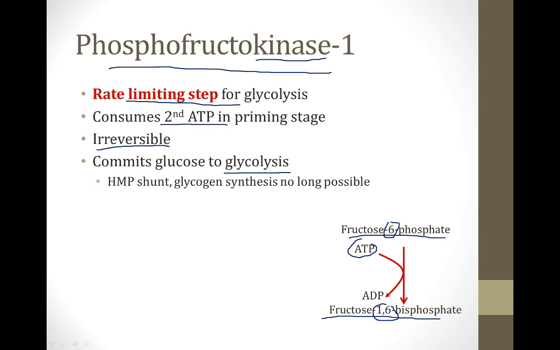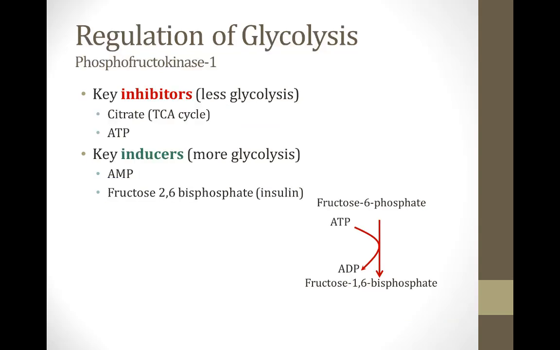Other offshoots of glycolysis, like the HMP shunt or glycogen synthesis, are no longer possible. It is going to go all the way through to pyruvate. So this step controls the rate of glycolysis. It's the rate limiting step. And you know that glycolysis generates energy. Therefore, it should make intuitive sense to you that this step is inhibited by things that represent a high energy level in the cell.